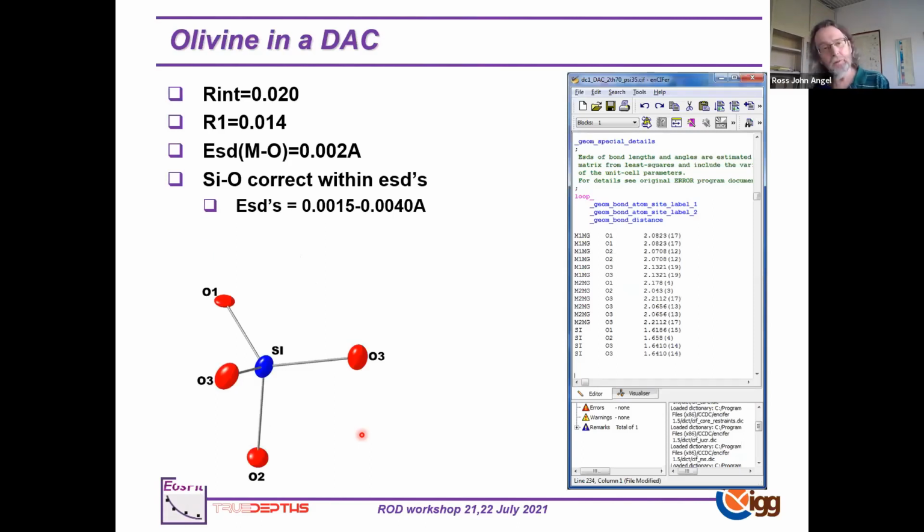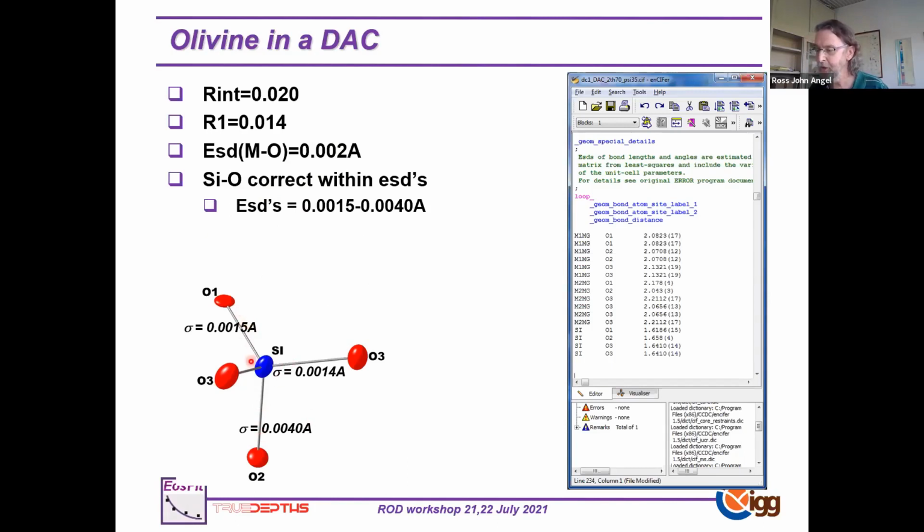R1 from the refinement was just 1.4%. The ESDs on bond lengths are very small. Compared to a data set in air of the same material, the silicon oxygen bond lengths and the metal oxygen bond lengths were correct within the ESDs, but we see a strange range in the ESDs, the uncertainties in these bond lengths. Here they are on a diagram of the thermal ellipsoids of this SiO4 group in the structure.